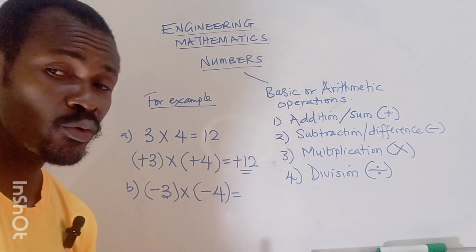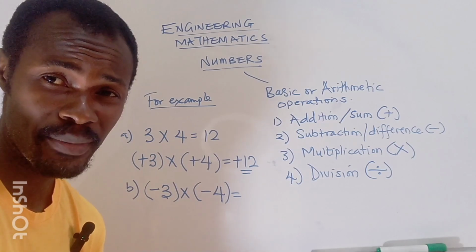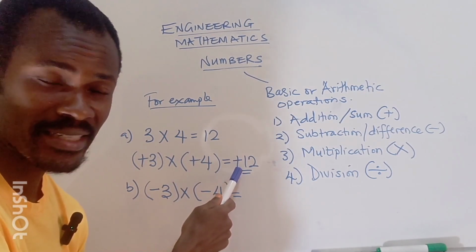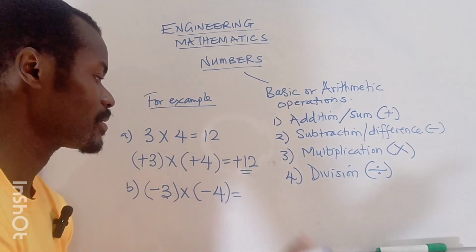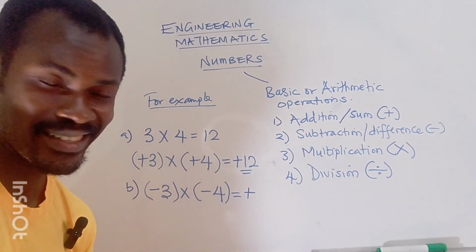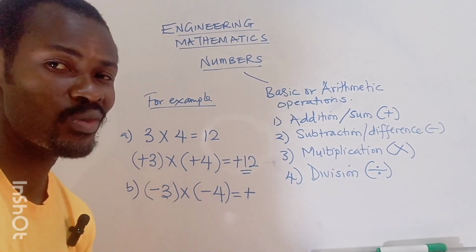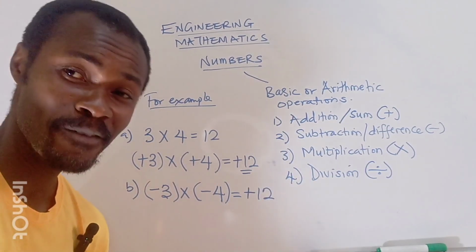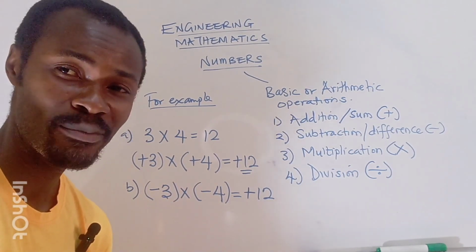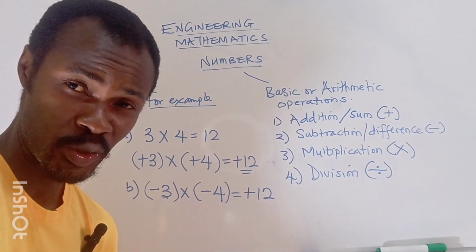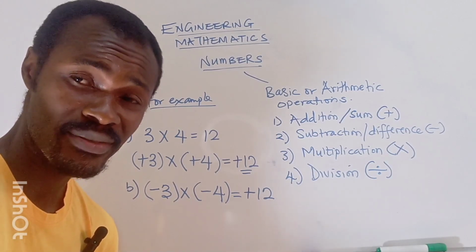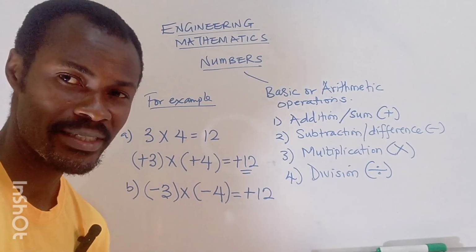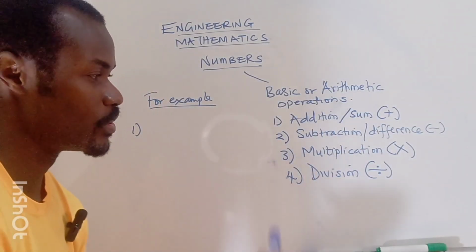So now, the rule says whenever you're multiplying two positive numbers or two negative numbers. These are two positive numbers, we have positive as the answer. These are two negative numbers, so we also have positive as answer. So minus times minus is always plus. So 3 times 4 is 12. So don't forget the rule. When you are multiplying two positive or two negative numbers, the answers should always end up positive.